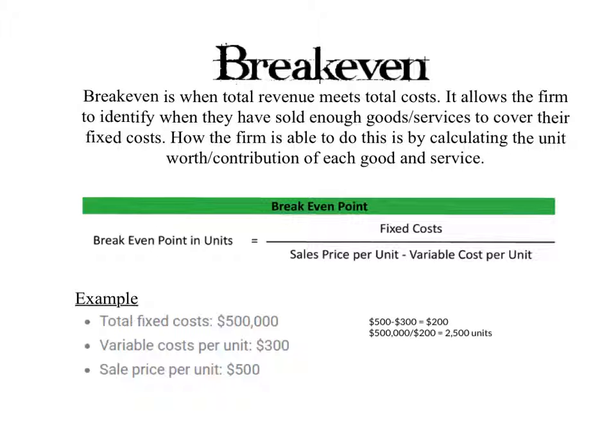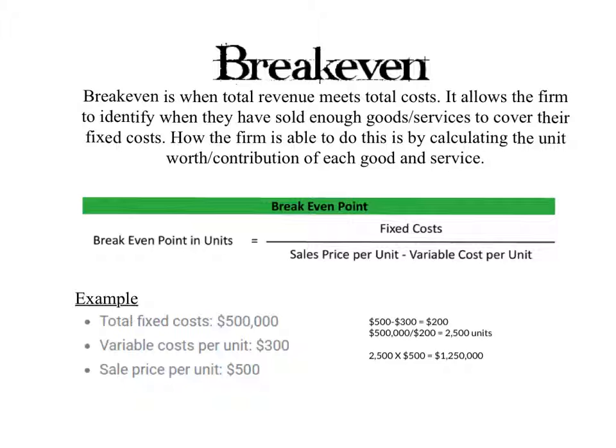Now it's really important that you write units afterwards, or whatever the good or service might be, because that is a common mistake that's made by students. They either just put 2,500, which means they'll lose a mark in most exam boards, or they accidentally put it as a monetary value. So for example $2,500, which is wrong, because remember we're looking at break-even point in units.